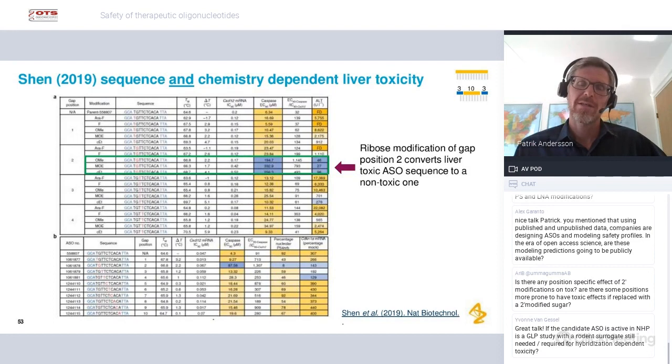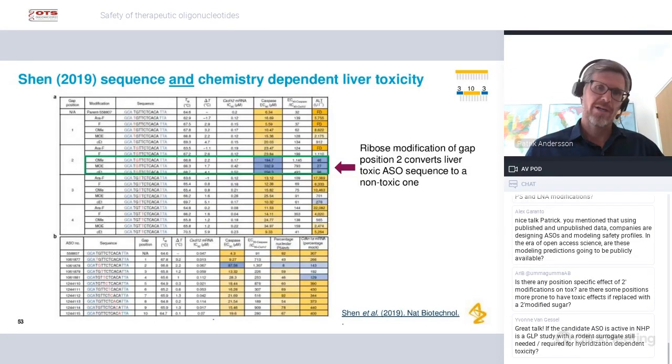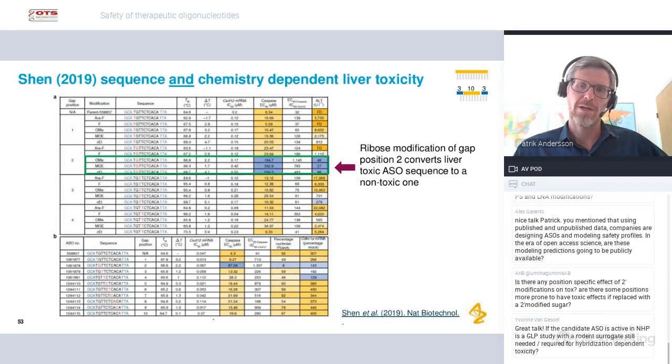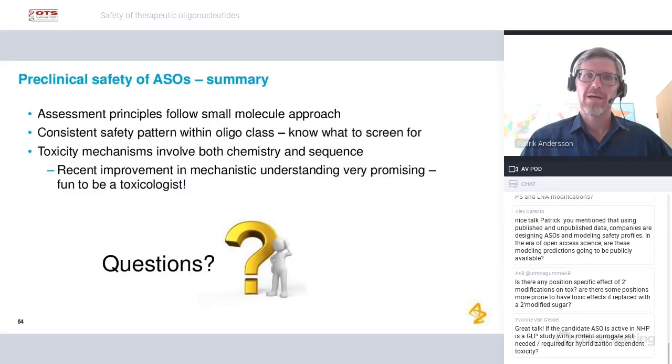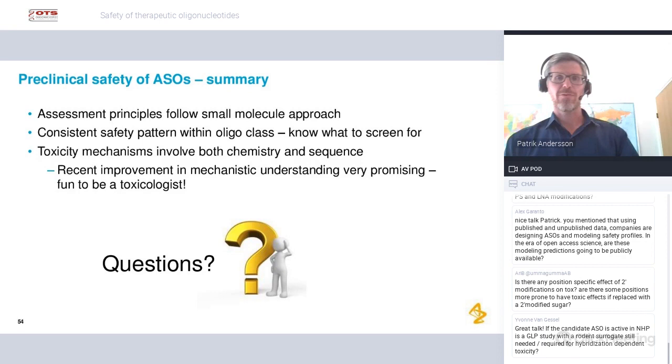So I think these examples really show that there's so much more to discover here to improve the safety of the ASOs. Screening, but also very clever chemical design, where to place these modifications throughout the sequence. So that brings me to the end. Apologies for running over.